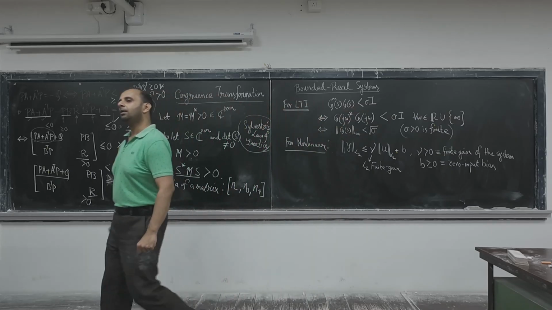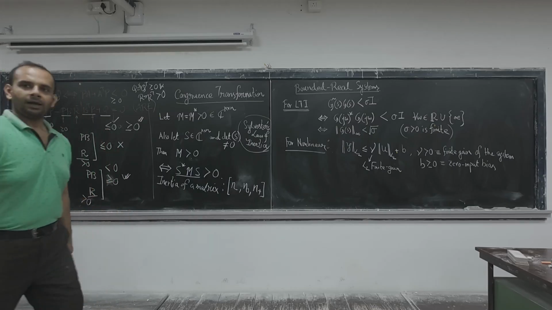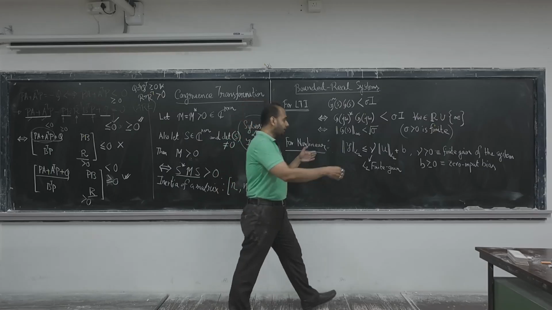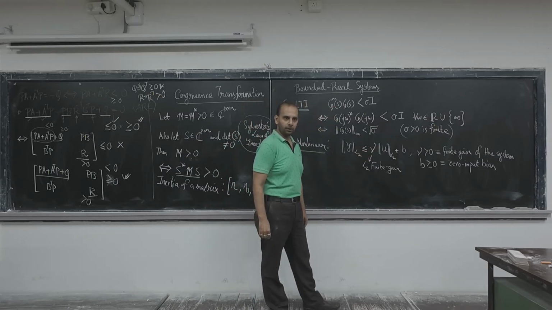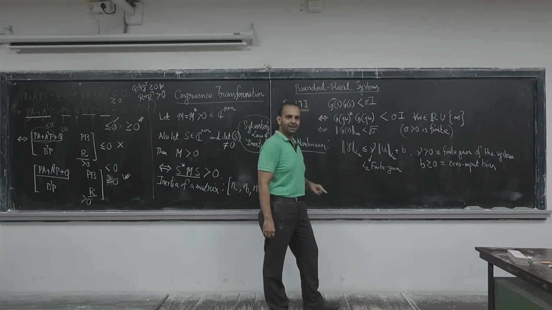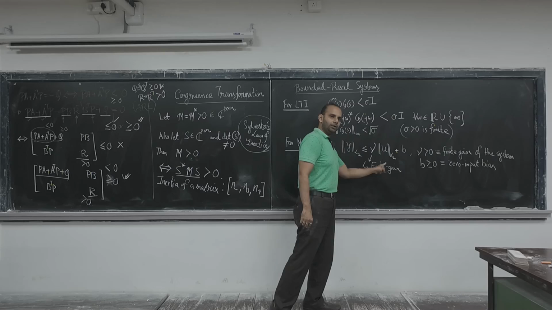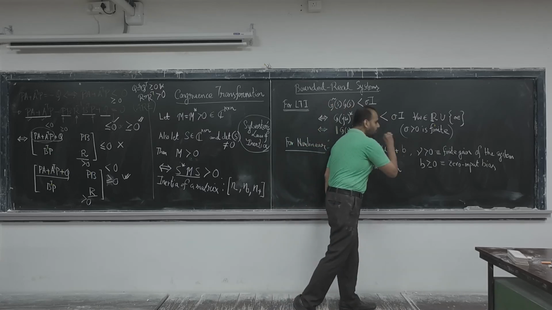We will derive the bounded real lemma. And this is for LTI. If it is for nonlinear, then we try to frame it in the time domain. Okay, so here what does it say? The L2 norm of the output is less than or equal to some gain times the L2 norm of the input plus a constant term.